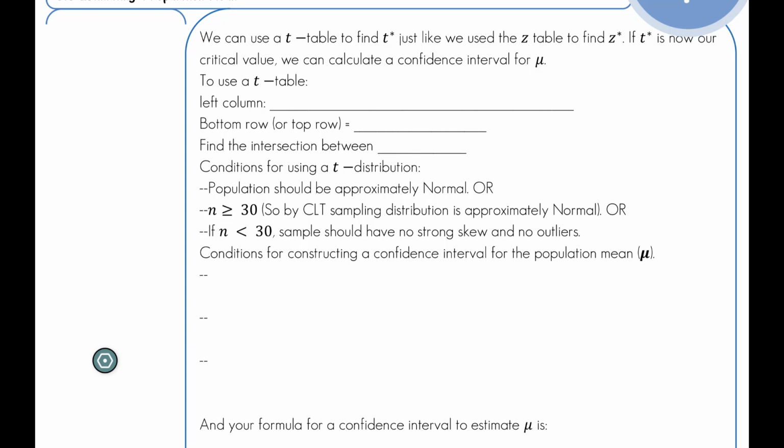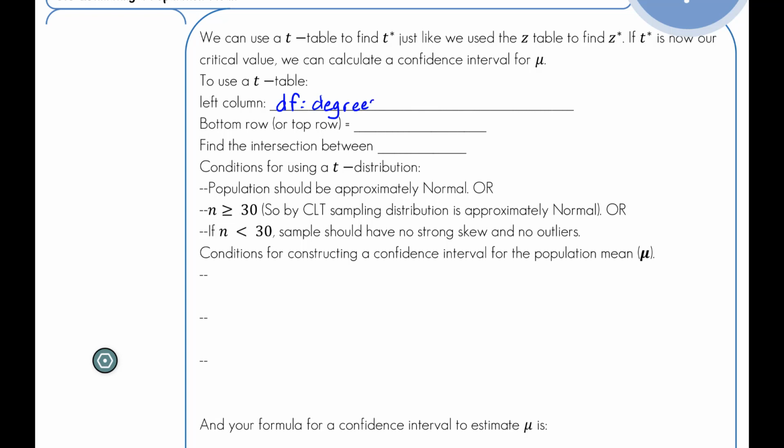Well, it's going to have columns and rows just like what we saw with the z-table, except we not only have a top row, but we also have a bottom row that we're going to want to pay attention to. And we're going to introduce this new thing that is mostly beyond the scope of this course. It's called the DF, which stands for degrees of freedom.